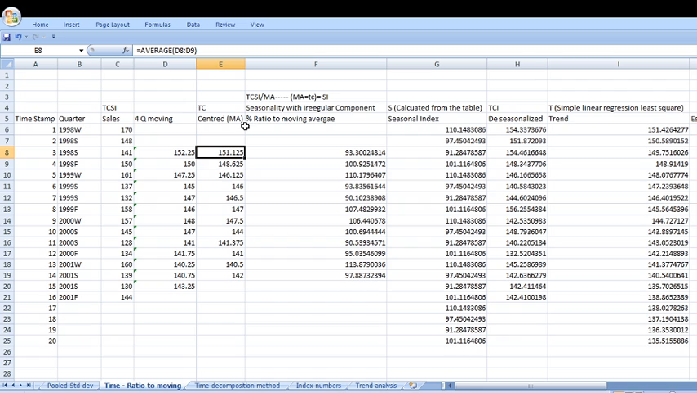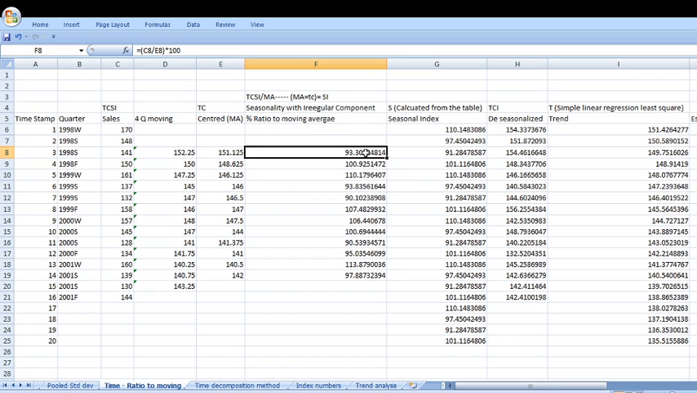to understand it much better, I would want to represent this SI, or seasonality and irregular components, that component in terms of percentage. So what I do is that I divide 141 by 151 and multiply by 100. So this becomes the ratio to moving average, right? This is a ratio to moving average, which is expressed in terms of percentages. So I've got 93%, 100%, 110%, 93%, so on and so forth, right?